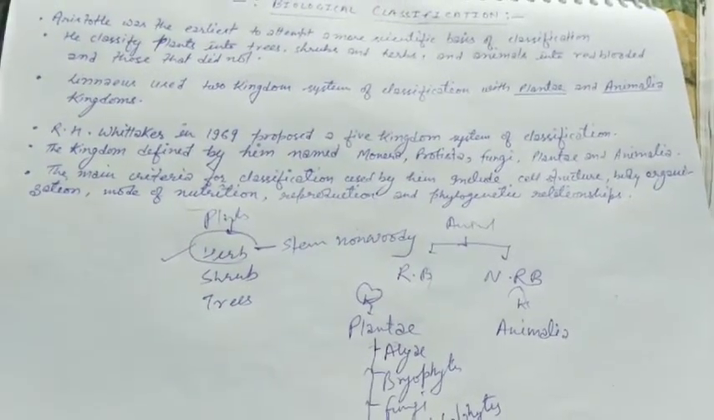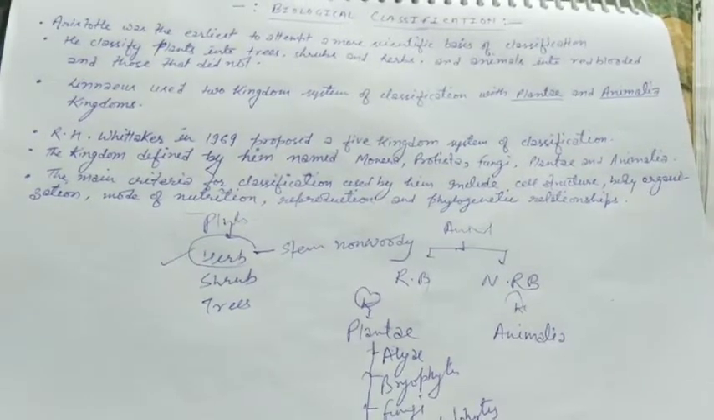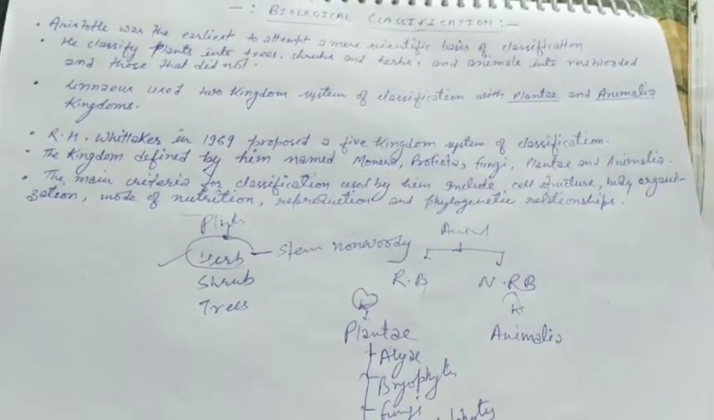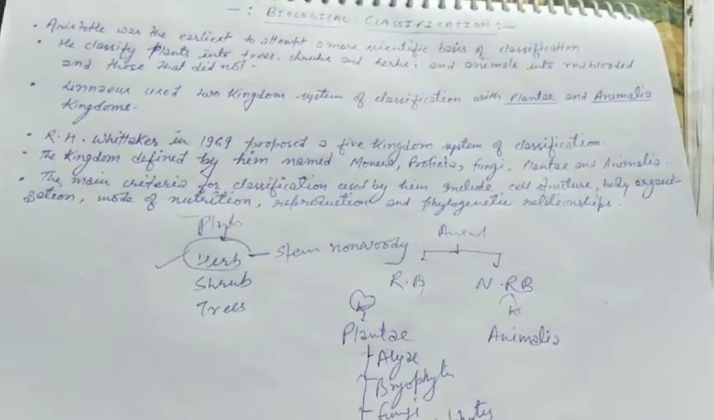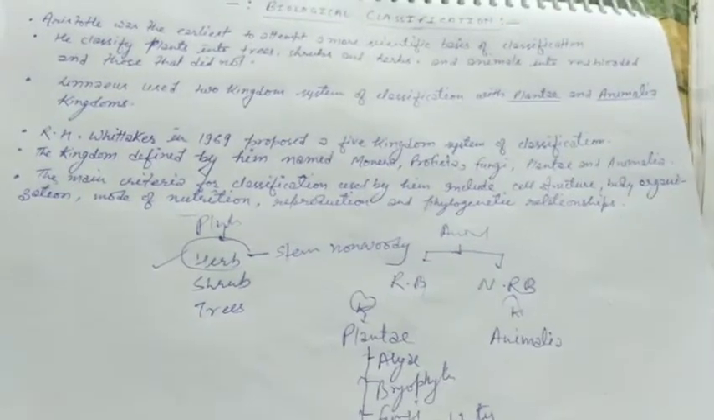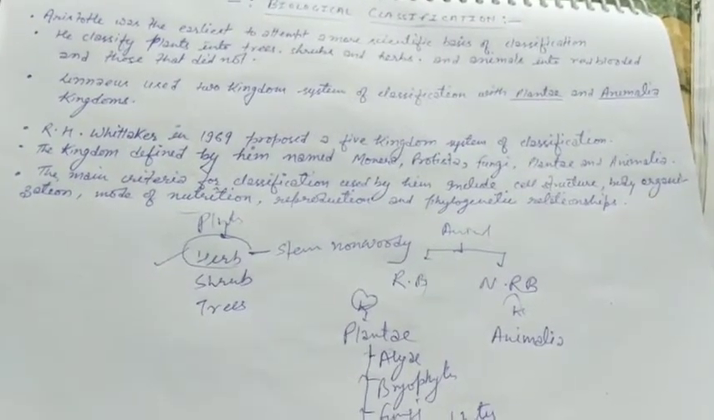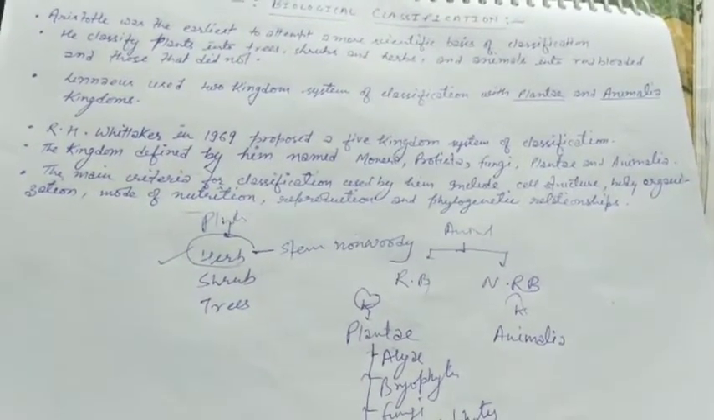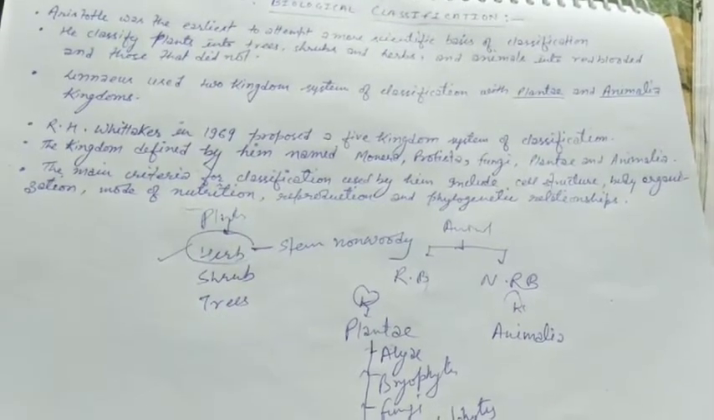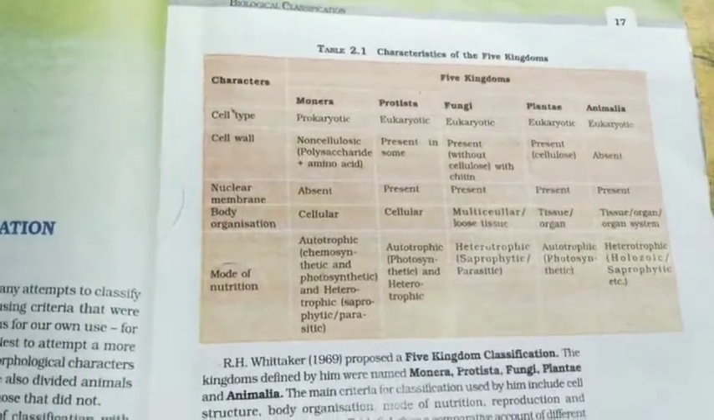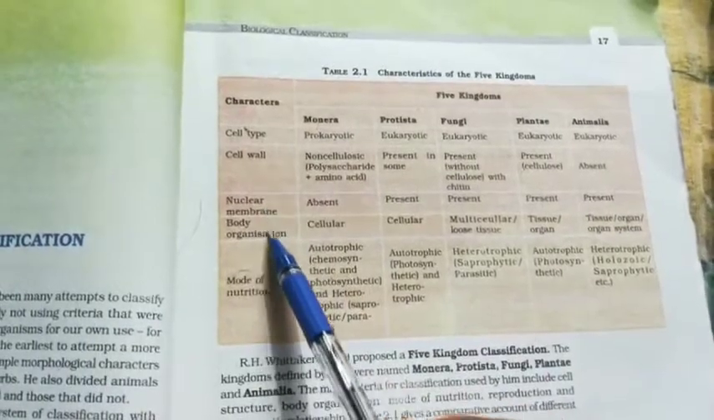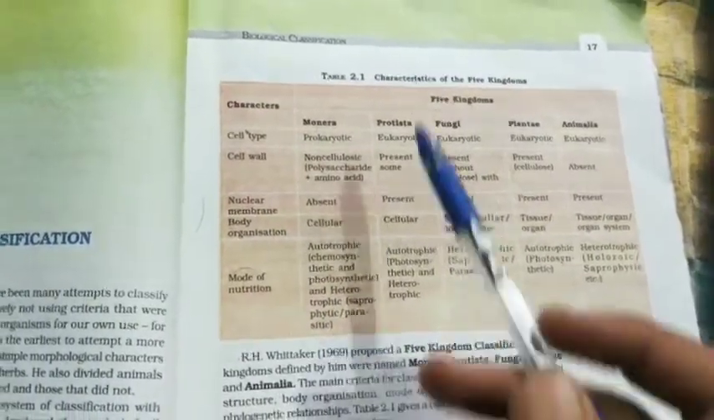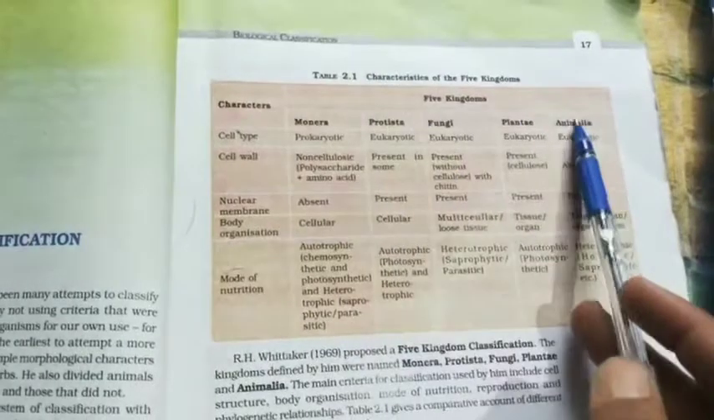The comparative account of different characters of these five kingdoms is given in a chart of your NCERT book. So let us have a look at that chart once from the book itself, and from that I will explain it further to you. If you look at the chart, these are the characters: cell type, cell wall, nuclear membrane, body organization, and mode of nutrition. And these are the 5 kingdoms.